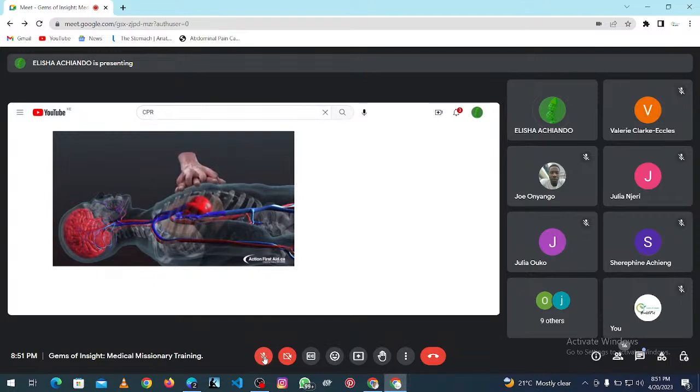Let's see what happens when we take our hands off the chest. Blood stops moving to the brain. It is for this reason that if you are taking your hands off the chest to deliver breaths or switching roles, it is critical to minimize time off the chest.